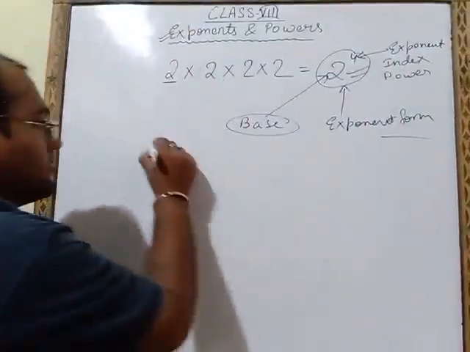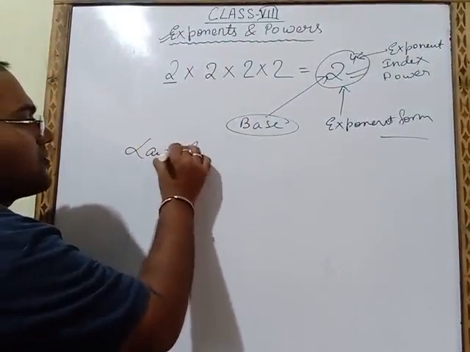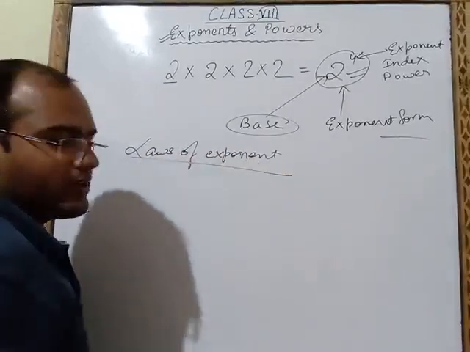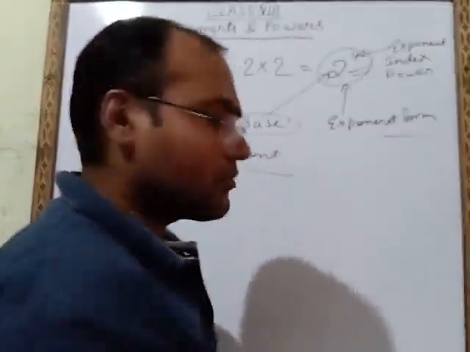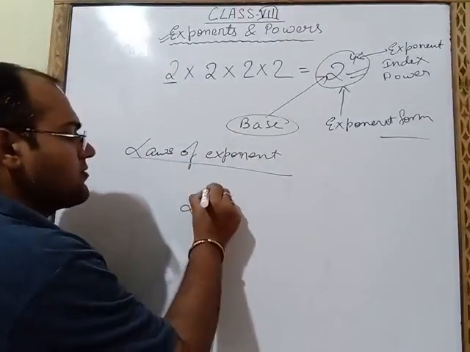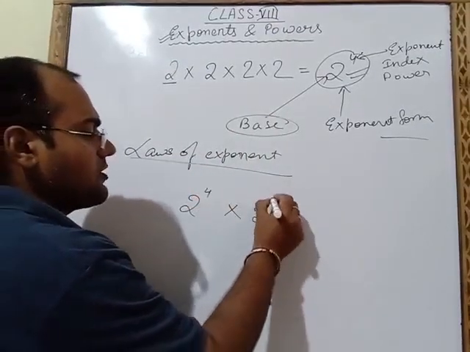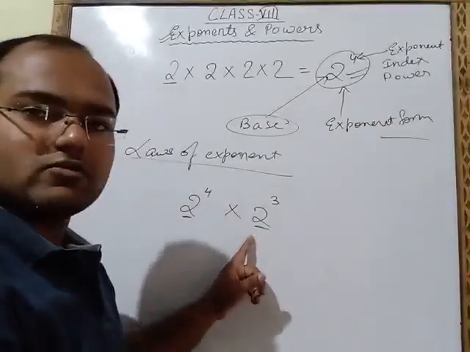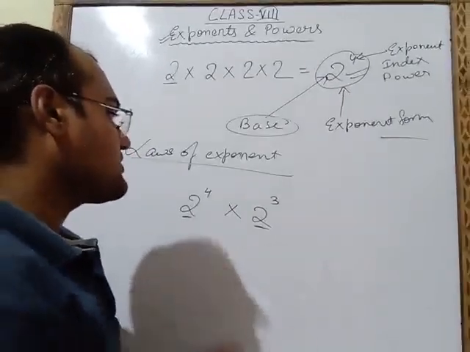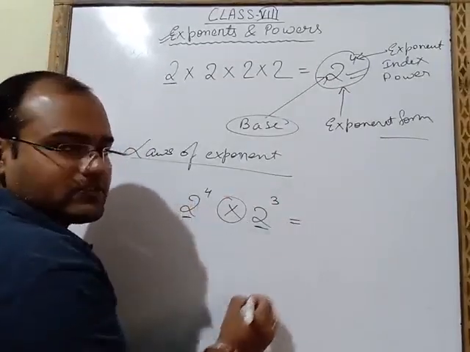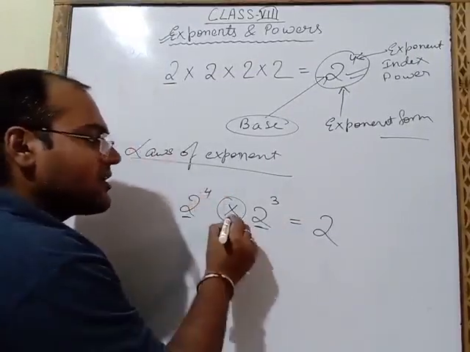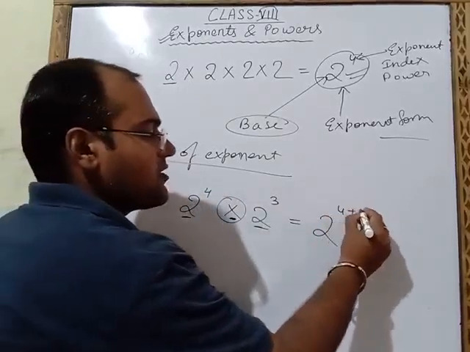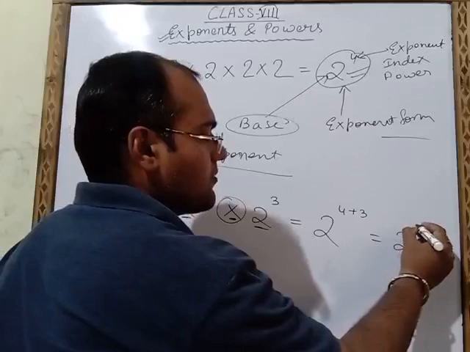Now you will learn the laws of exponent. Now you will study what the laws of exponent are. Suppose I have taken 2 raised to the power 4 into 2 raised to the power 3. Here the bases are the same. This is base 2, this is also base 2, and in between these two bases multiply is coming. So in such a case you have to write the base as it is, and add the powers 4 plus 3. So the answer will be 2 raised to the power 7.